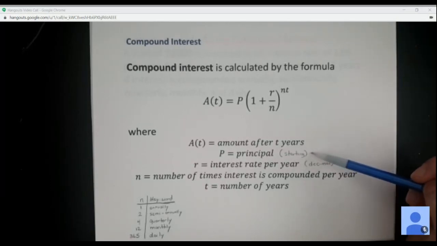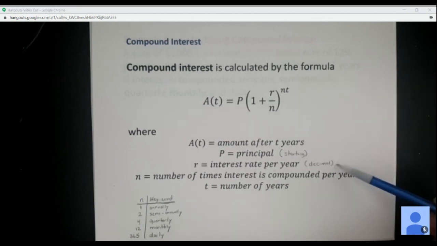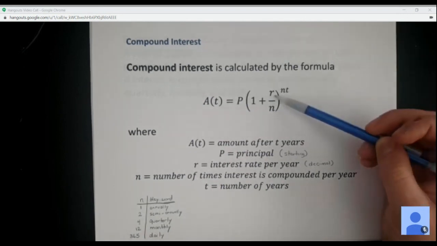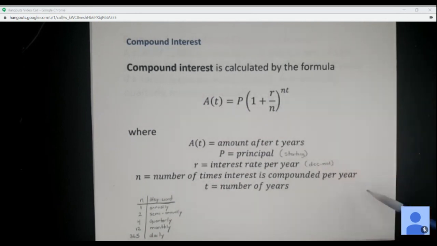P is going to be the principal, and anytime you think principal, that's going to be your starting amount. Okay, so how much money are you actually starting with? How much money are you investing? That's going to be your principal. The rate in this case is going to be given as a percentage. It's going to be an interest rate. We always want to change that percent to a decimal, okay, before we actually do any calculations with it. So whenever we plug it into our formula for this R right here, just make sure we always change it to a decimal first. N is going to be the number of times we compound our interest each year.